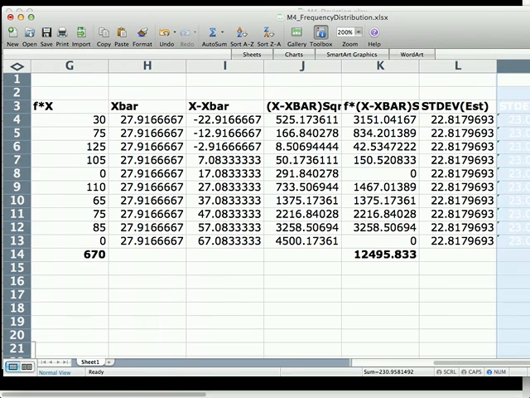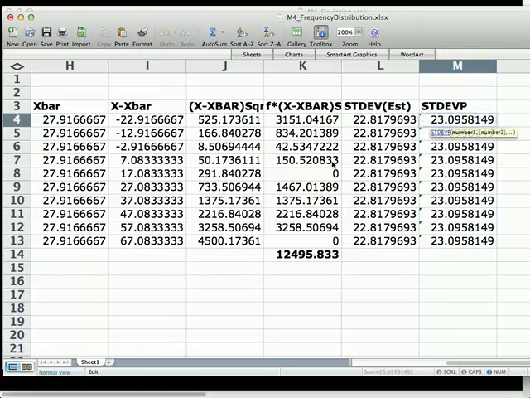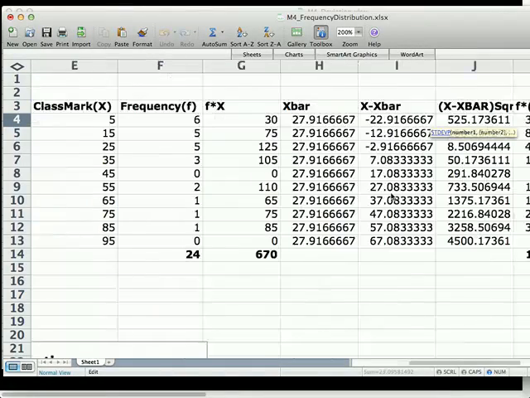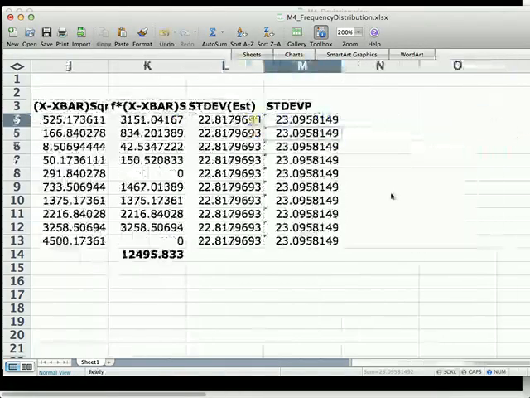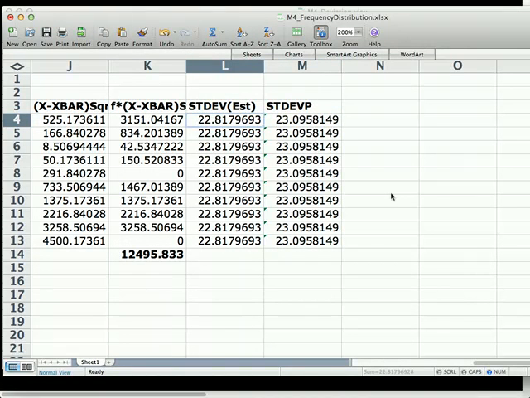Now, I think I actually have Excel's standard deviation pop formula there, where I just took the standard deviation of the actual list, which you don't always have in the case of a frequency distribution. And you can see that my estimate is a little bit off, right? Because I was assuming that each data point was merely the class mark of its given class.